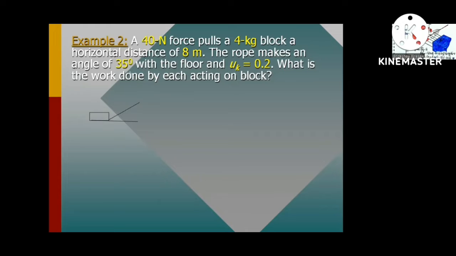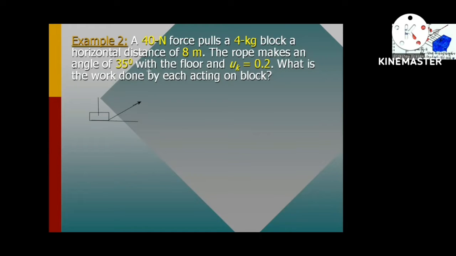Let us represent P with an arrow, since this is a vector. Force is a vector physical quantity, so we must represent it as a vector. The angle between the force and the floor is 35 degrees. This is an angle of 35 degrees, and that's given.